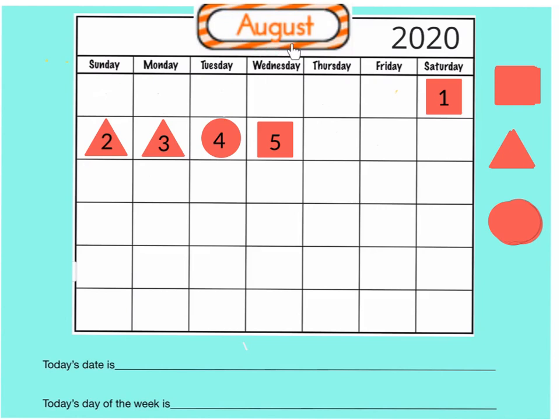So we start with our month. What month are we in? August. And then we say the number on the date tag, which is 5. And then we say the year, which is 2020. So I'm going to go ahead and write that.